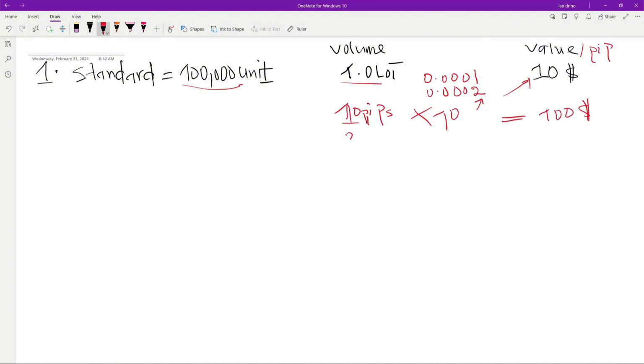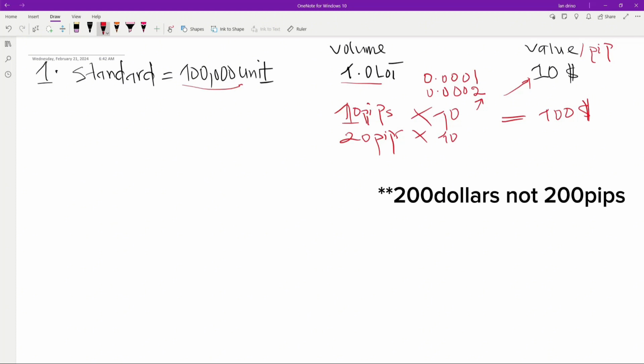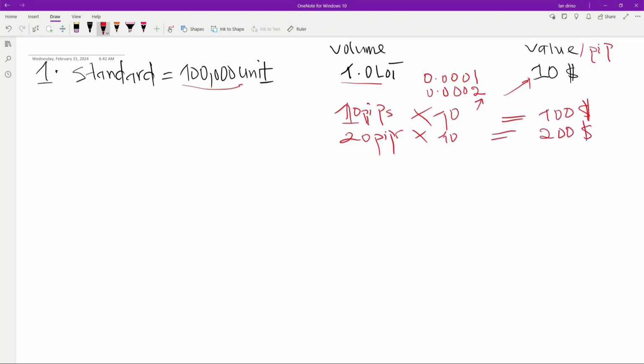What if the market moves by 20 pips? You are going to multiply 20 pips by the value per pip, $10. So you are going to be making $200, just like that, with a standard lot. So you see the power of lot sizing, okay?